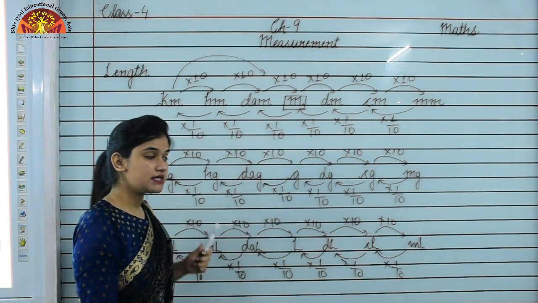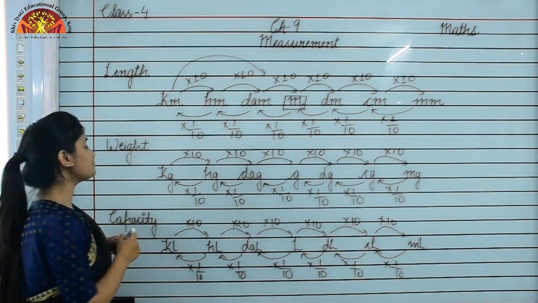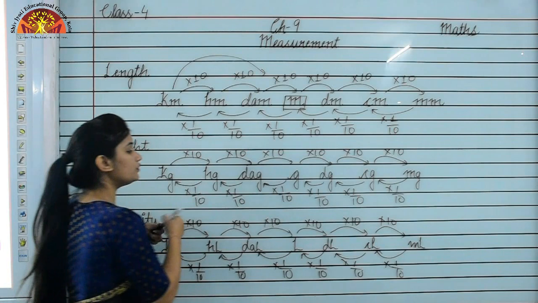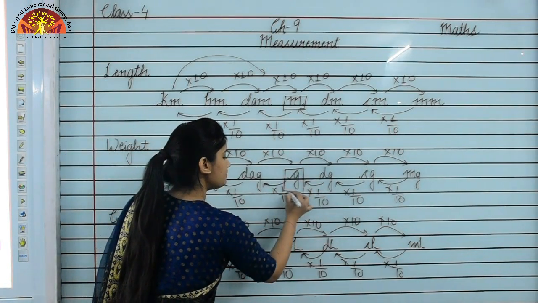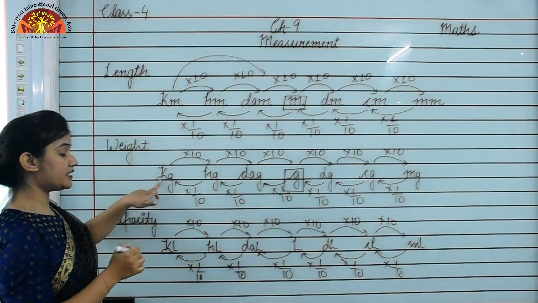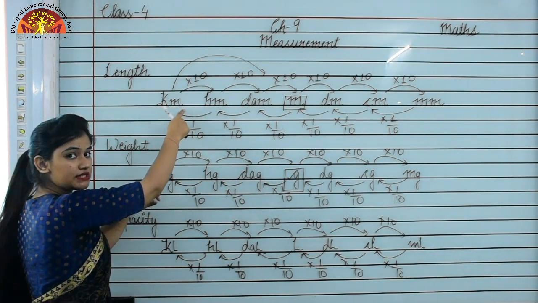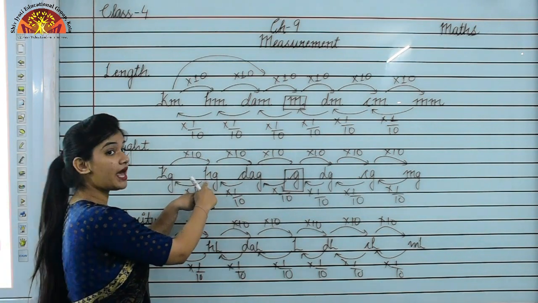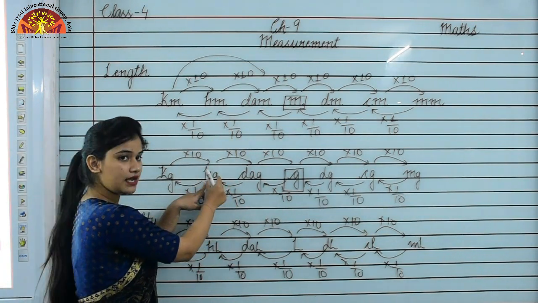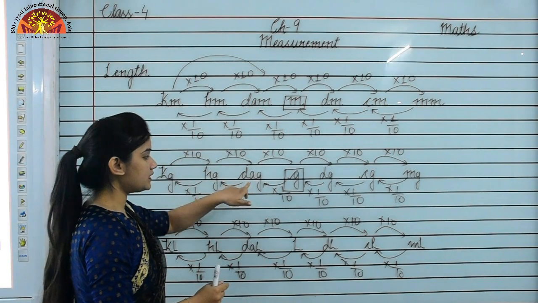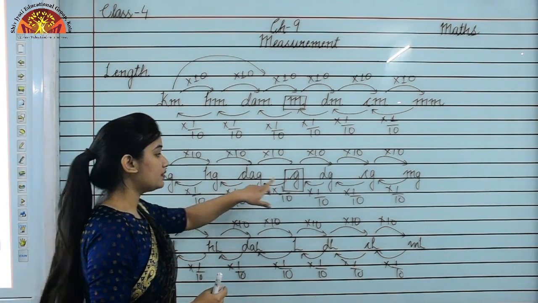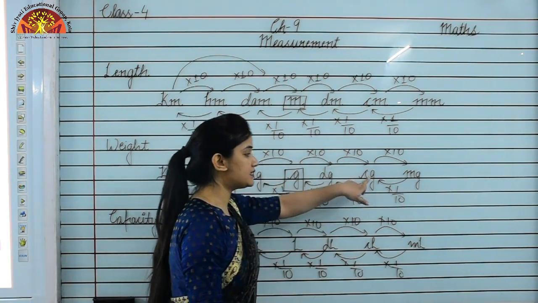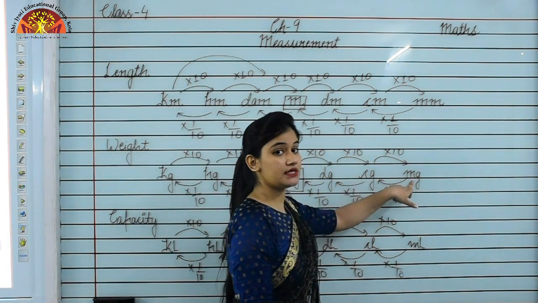Is it clear, students? Now we have to see the units of weight. The standard unit of weight is gram, and the biggest unit is kilogram. Just look here, where we had kilometer, here we will see kilogram. Where we had hectometer, here we will see hectogram. Meter को change कर देना है gram से. Then decameter becomes decagram. Then gram, this is the standard unit. After gram, decigram, then centigram, and the smallest unit is milligram.